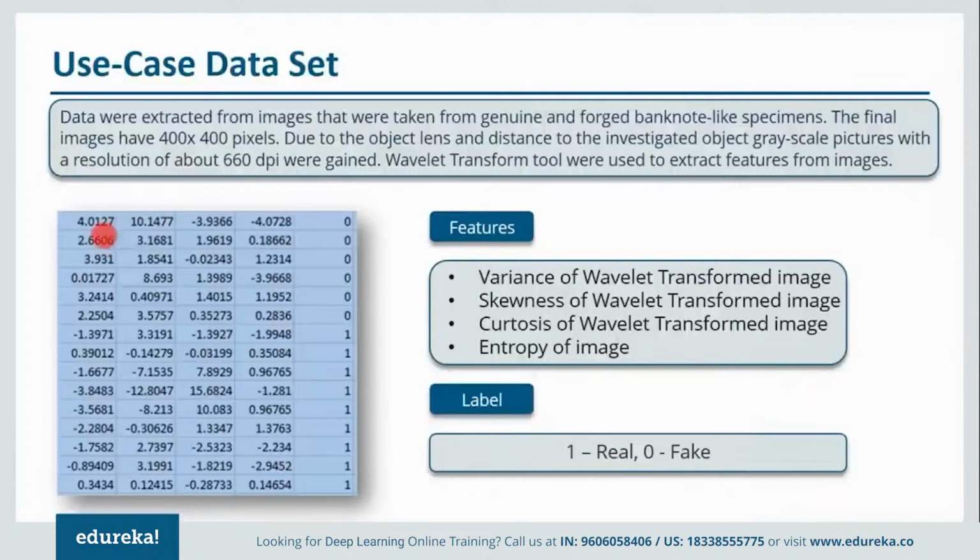Let us discuss these features and labels one by one. The first feature, or the first column, is nothing but the variance of a wavelet transformed image. The second column is about skewness. The third is kurtosis of the wavelet transformed image, and finally the fourth one is the entropy of the image. After that, the label, which is my last column: if the value is 1, that means the pattern represents a real note, whereas when the value is 0, it represents a fake note.